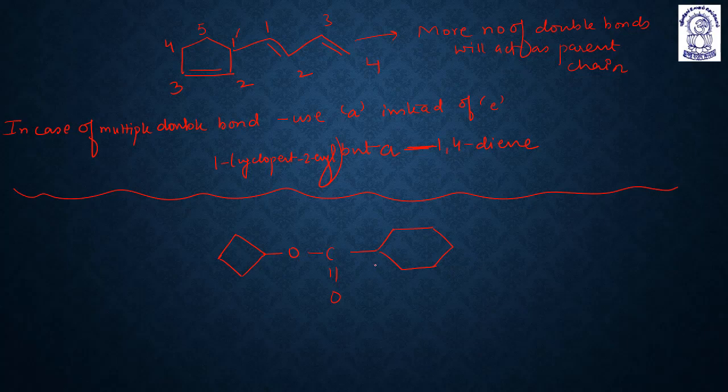Now here in this case, what will be the naming? The parent hydrocarbon chain is the carbon C double bond O and the group attached to it. The group attached directly to C double bond O is the parent, and the group attached to oxygen will be the alkyl. So this is cyclobutyl cyclohexane carboxylate. Okay, so these are some examples.